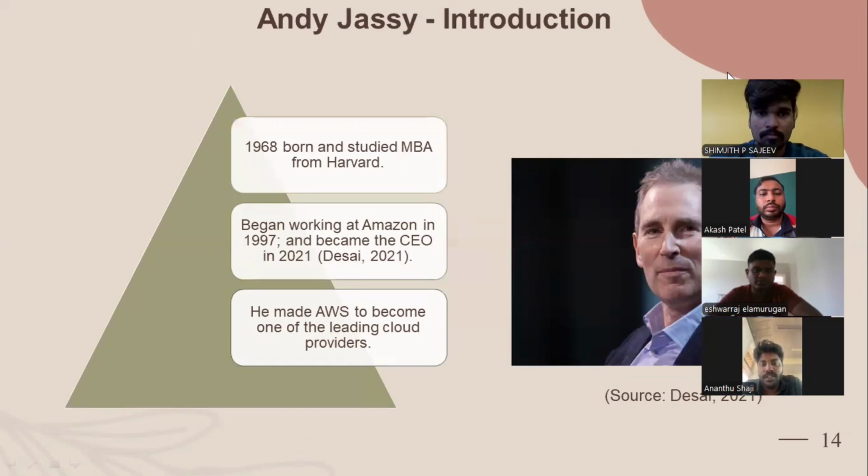Andy Jassy, born in 1968, is an executive who has an MBA from Harvard Business School. He started working with Amazon in 1997 and was quick to experiment. He was the founder of Amazon Web Services, and the company was shaped into cloud services. Jassy took over as CEO of Amazon in 2021, replacing Jeff Bezos, and continues to lead the company's involvement and growth.